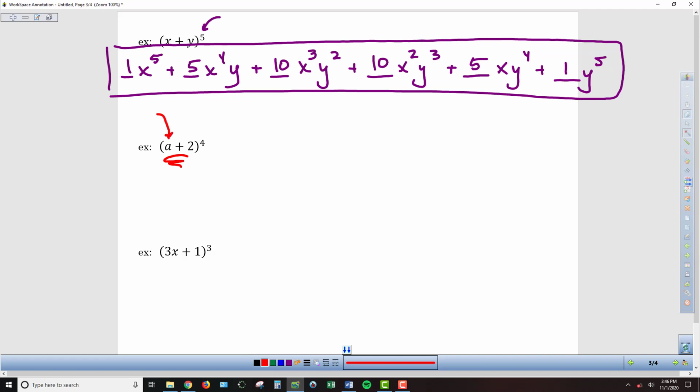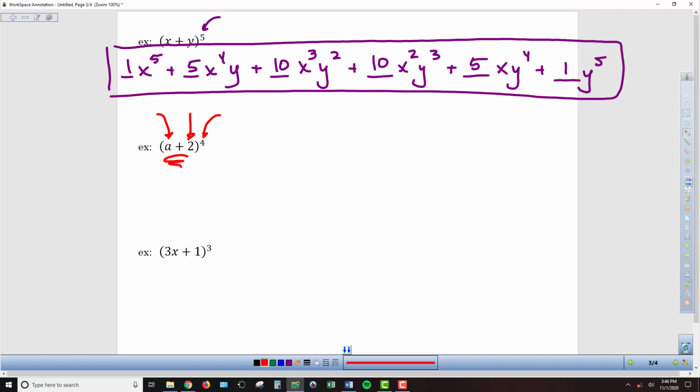It's just now the first piece in the set of parentheses is a instead of x, so it's going to get the x treatment. It's going to start from the exponent that we see on the outside here, so it's going to be a to the fourth in the first term, and it's going to go down by 1 every term. And then this time, instead of having a variable like y as the second term, it's a number. So it's going to be 2 that's going to be in that second position in each of the terms. So starting from missing in the first term and then counting up.